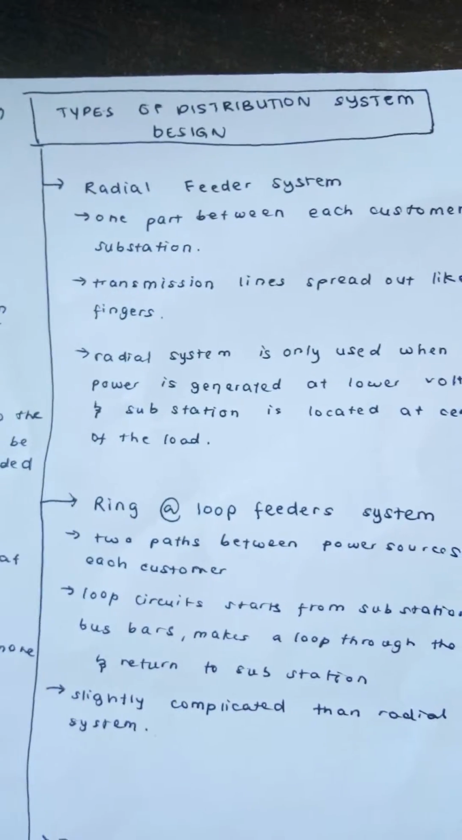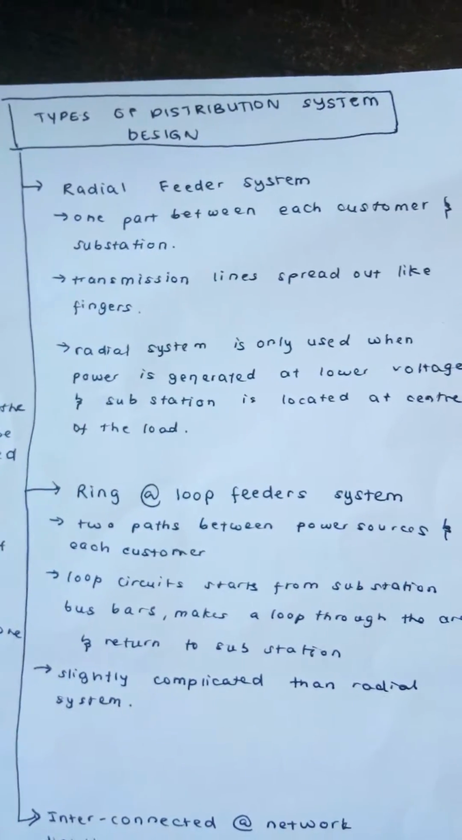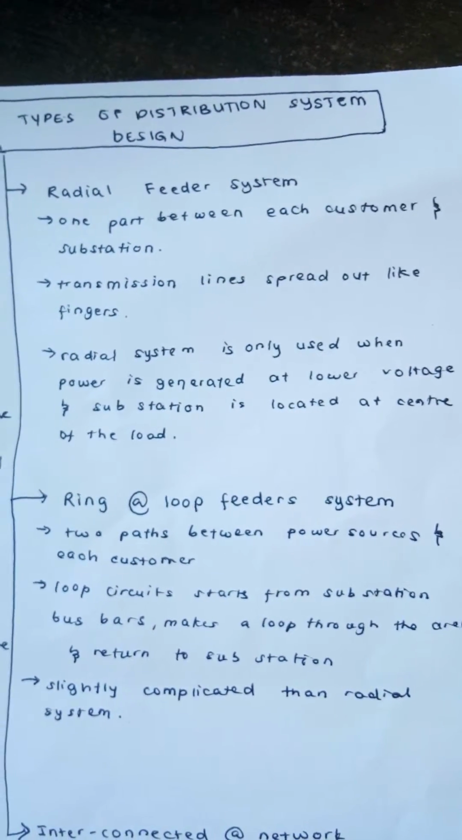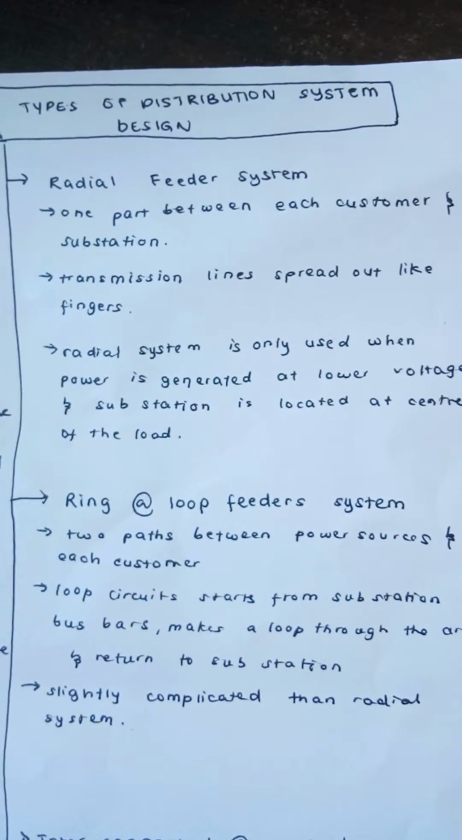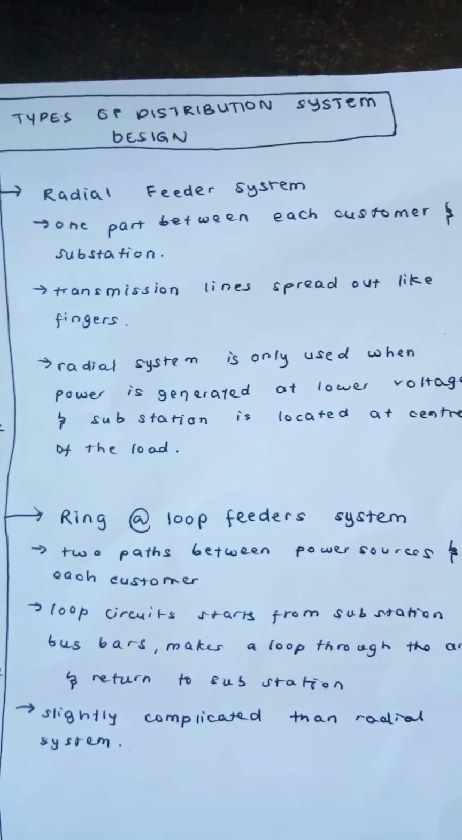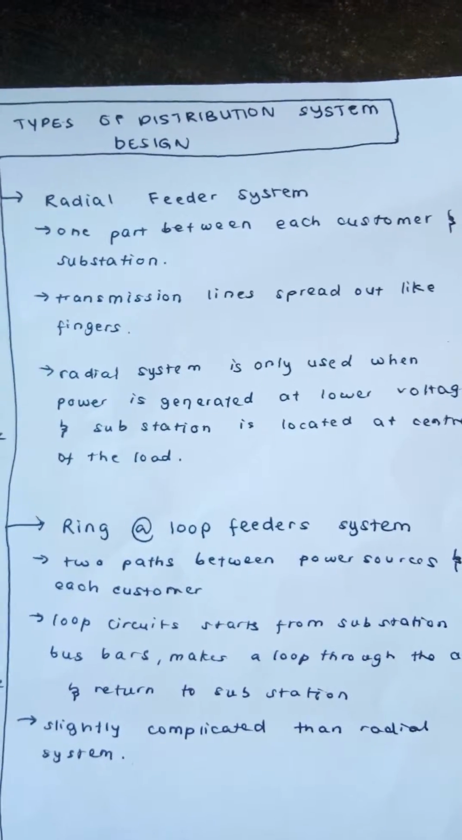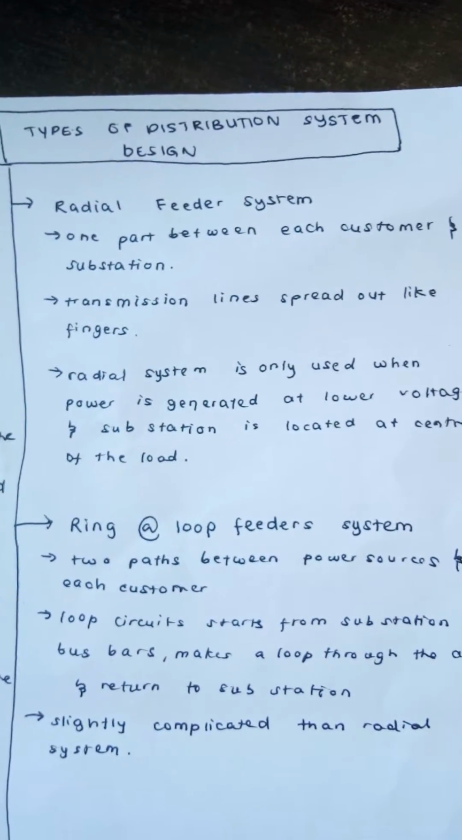There are different types of distribution system design. The first one is the radial feeder system. The radial feeder system has one path between each customer and the substation. The transmission lines for the radial feeder system spread out like fingers.